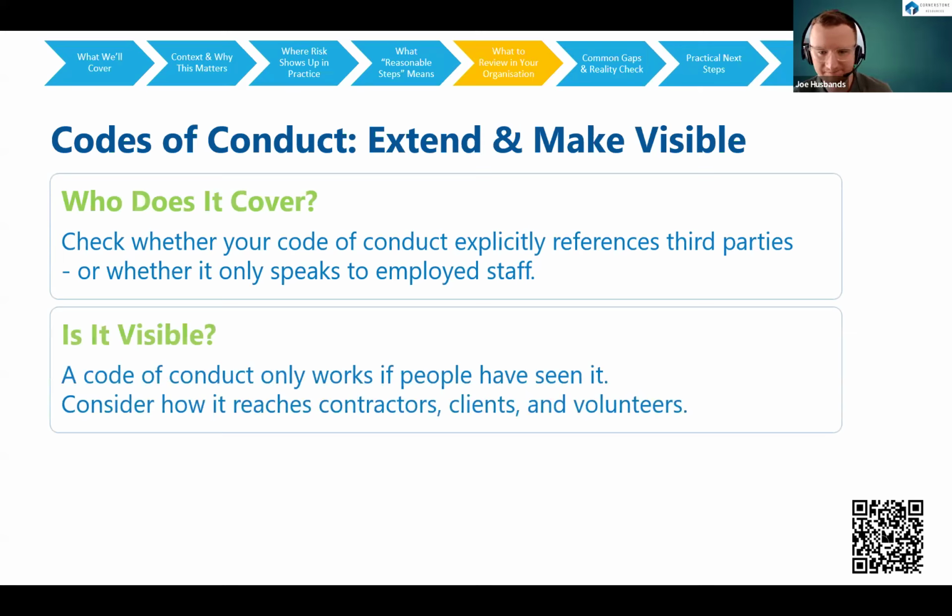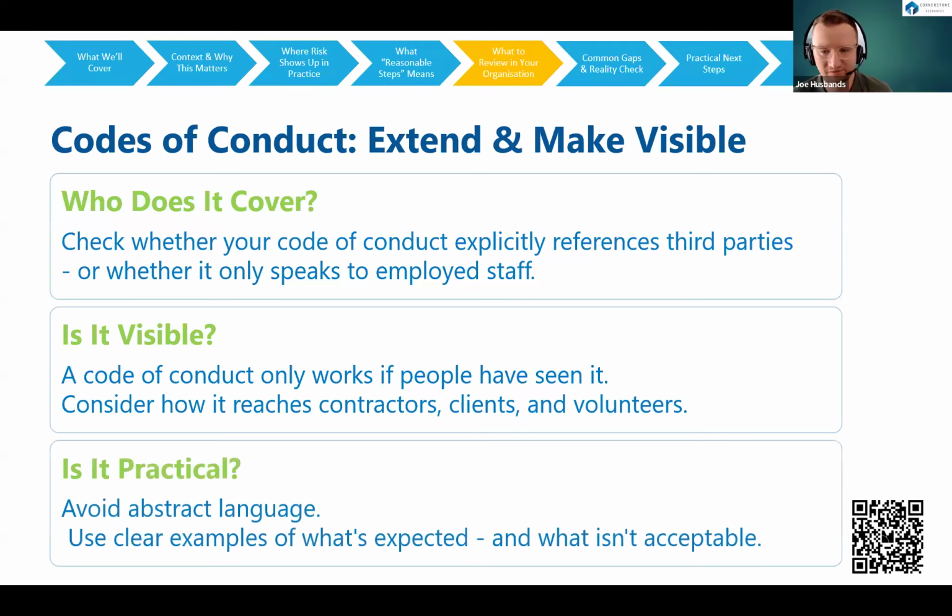Second, visibility. A code of conduct only works if people have actually seen it. So how does it reach contractors, clients, and volunteers or others interacting with your organization? And then finally, practicality. Is it written in a way that people can actually understand and apply, or is it quite abstract? Clear, simple examples of what's expected is really useful here, and what's not expected too. This is far more effective than broad general statements because, again, this is about behavior in real situations.